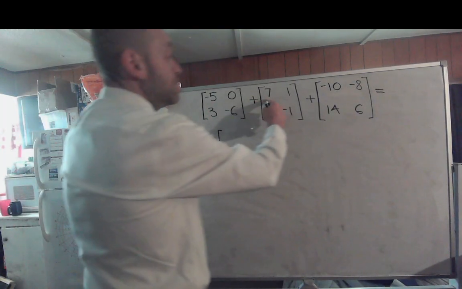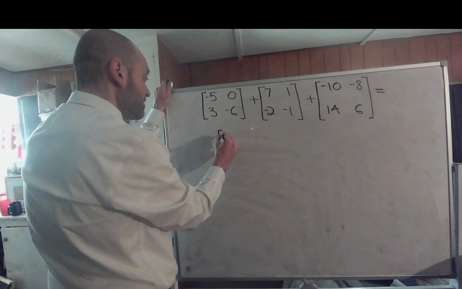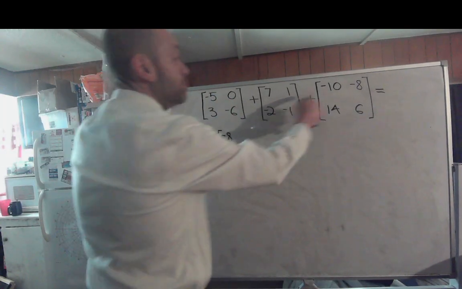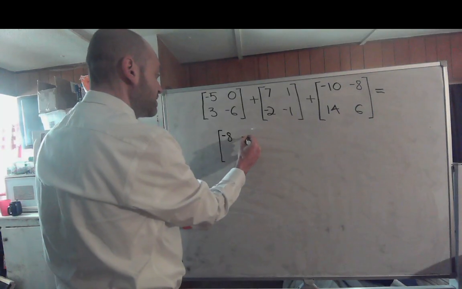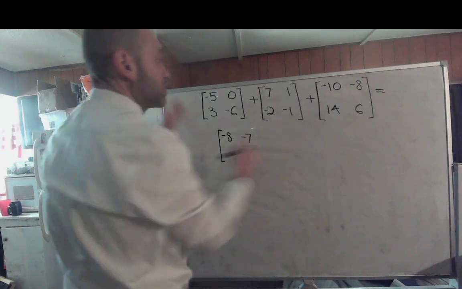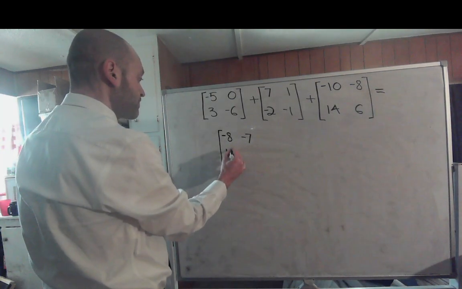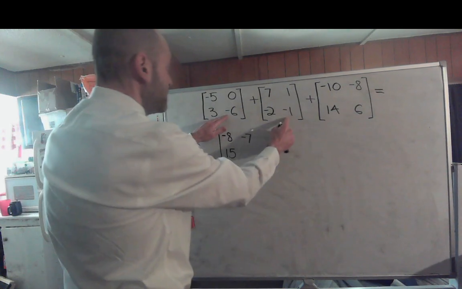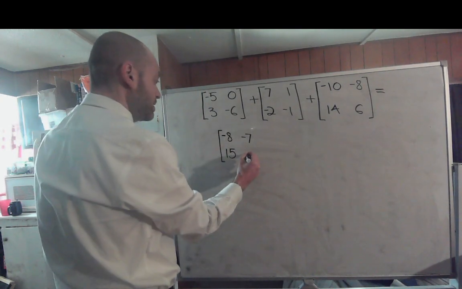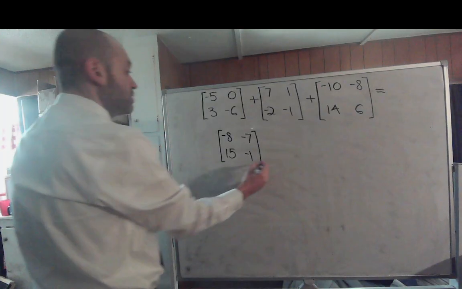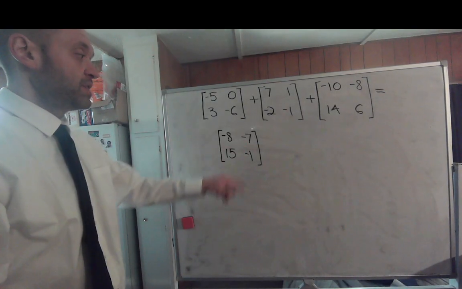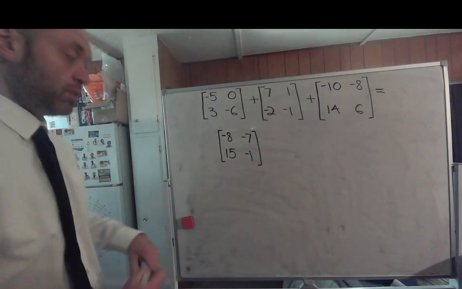That's 2. Minus 10 is going to be -8. Alright, 0 plus 1 is 1. Minus 8, that's -7. Alright, 3 minus 2 is 1. Plus 14 is 15. -6 minus 1 is -7. Plus 6 is -1. So when you add those 3 matrices together, you get -8, -7, 15, and -1.